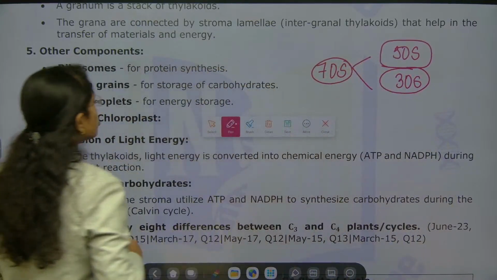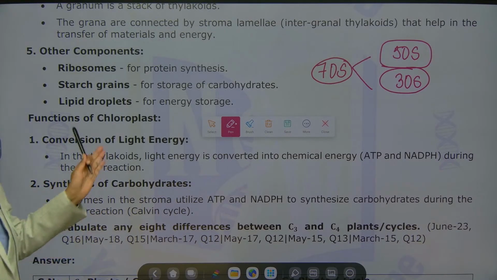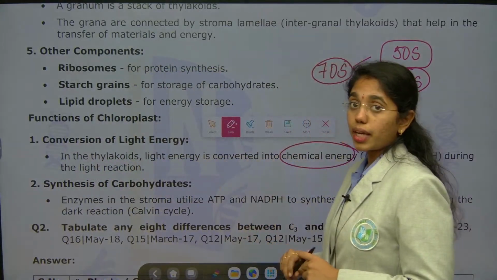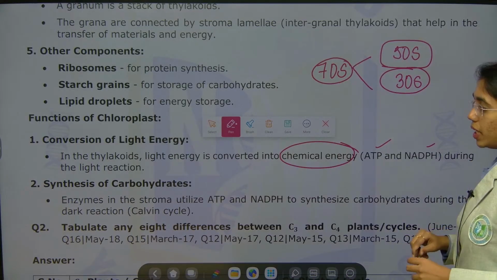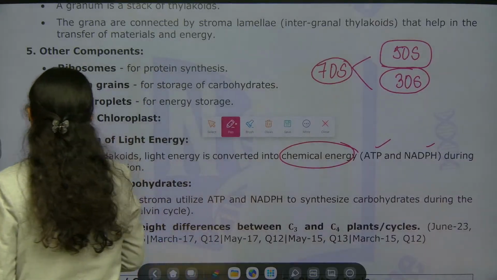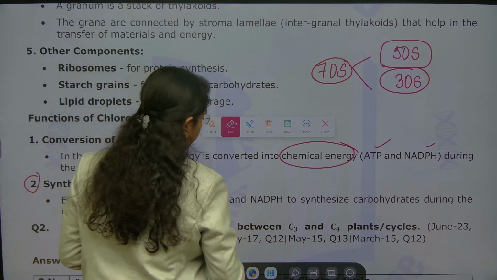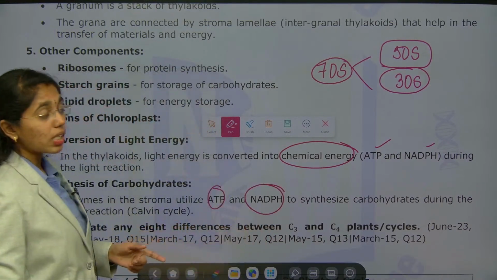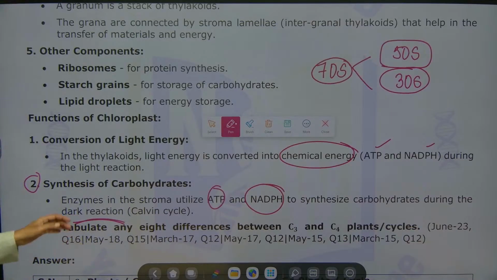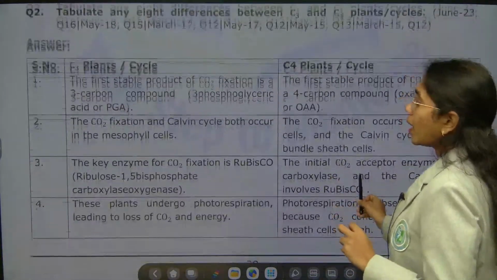Followed by functions of the chloroplast. Conversion of light energy: in the thylakoids, light energy is converted to chemical energy. This chemical energy is ATP and NADPH. This happens during light reaction. Followed by synthesis of carbohydrates, where the enzymes in stroma will utilize ATP and NADPH. This will synthesize carbohydrates during dark reaction. Till here it is clear, right? This is the complete structural and functional description of chloroplast with the diagram.